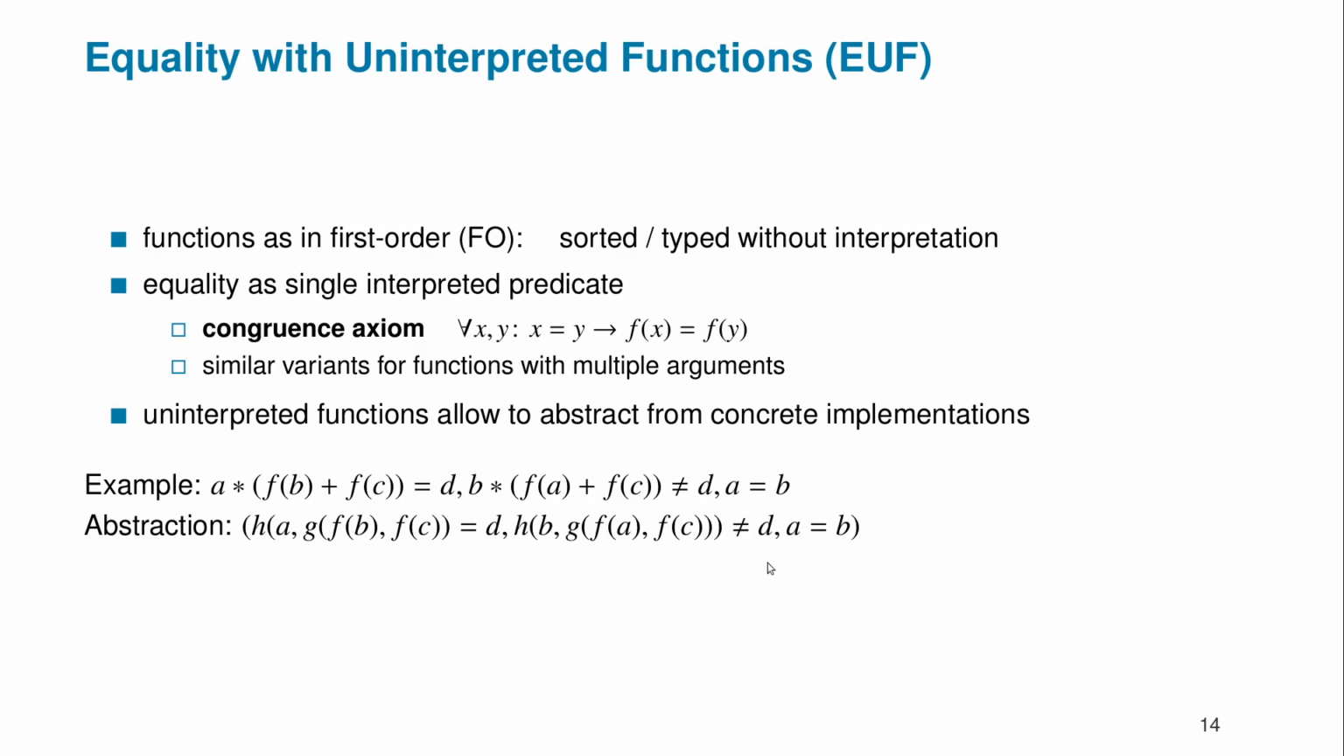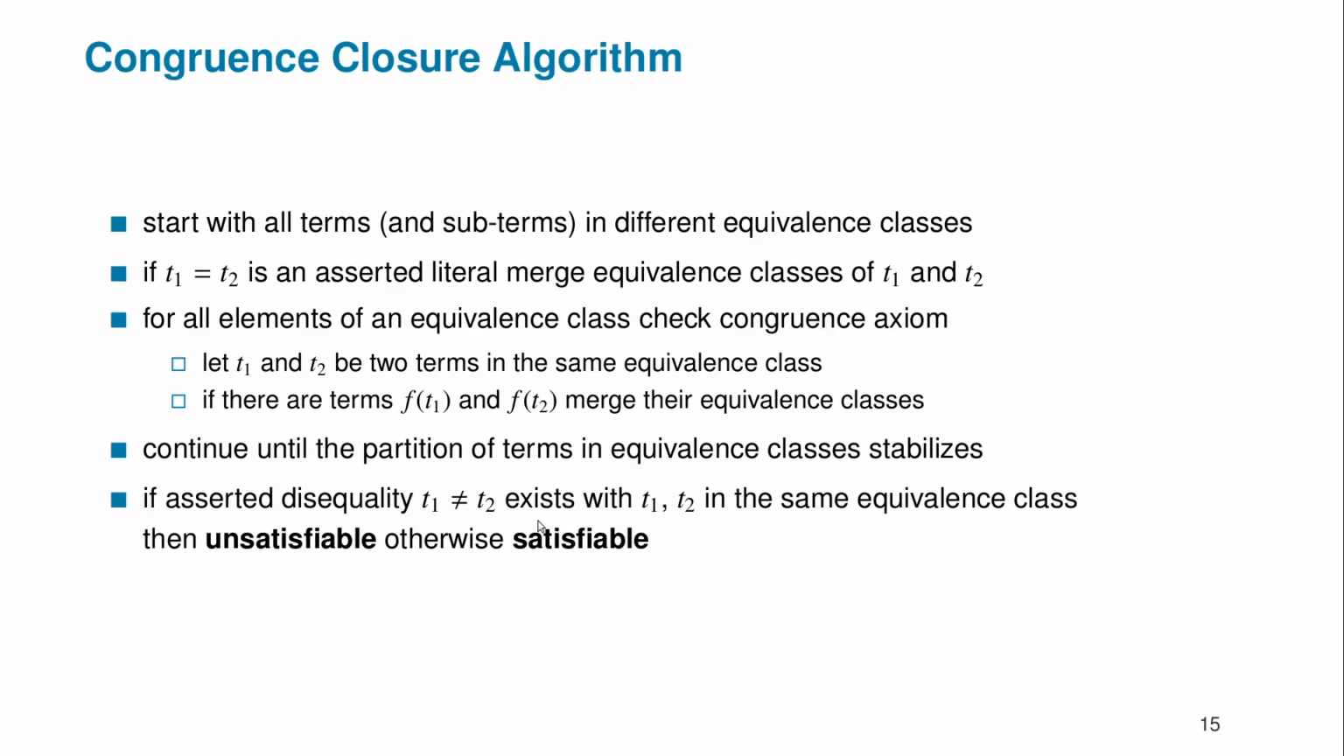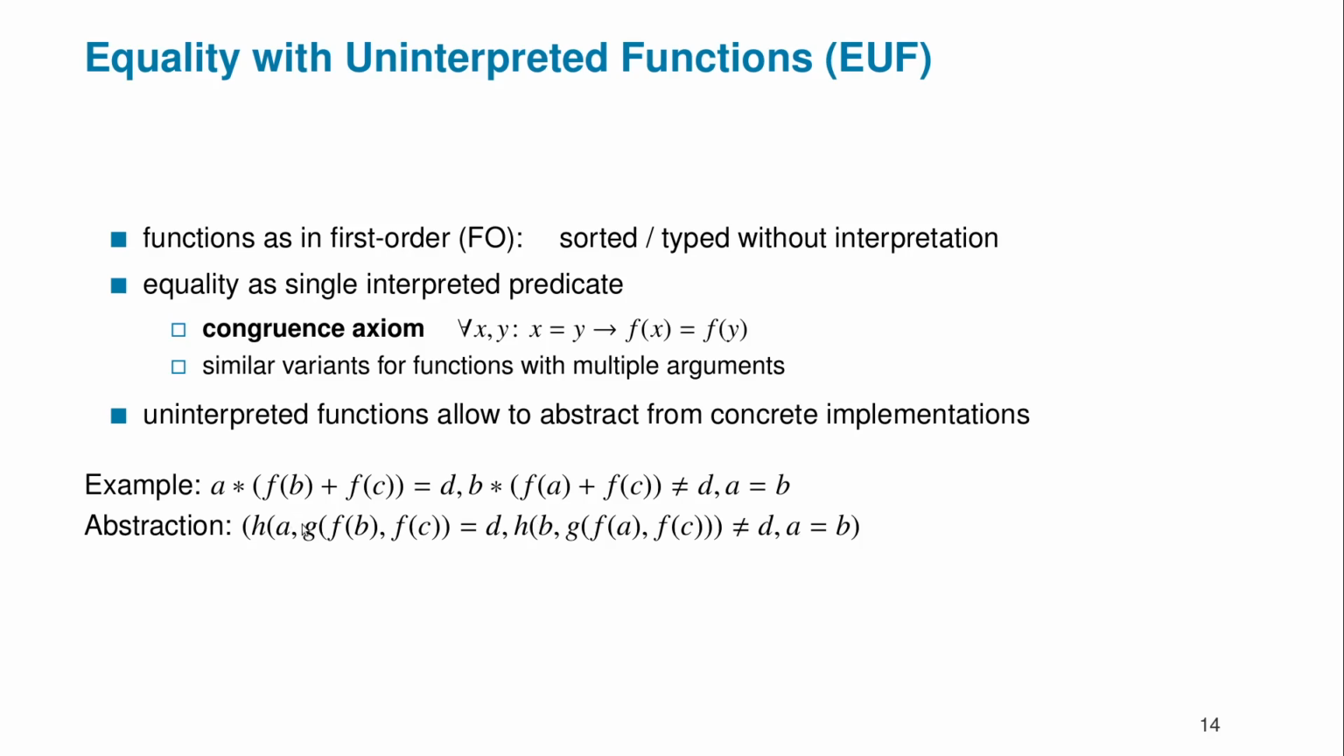And now when we look at this abstracted formula, where we do not talk about plus and multiplication, what can we conclude? We do not need the congruence axiom. First of all, we know that A equals B, so we could, for example, replace the B here with an A. So we can replace the B here with an A.